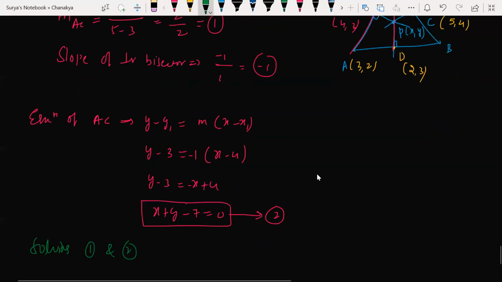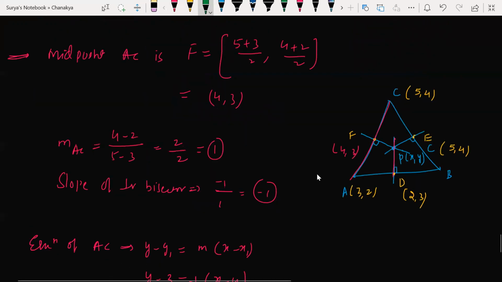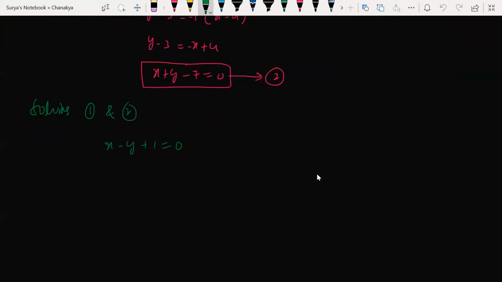Solving equations 1 and 2, what are you going to get? x minus y plus 1 is equal to 0, and x plus y minus 7 is equal to 0. So adding these two equations, the y terms will get cancelled.